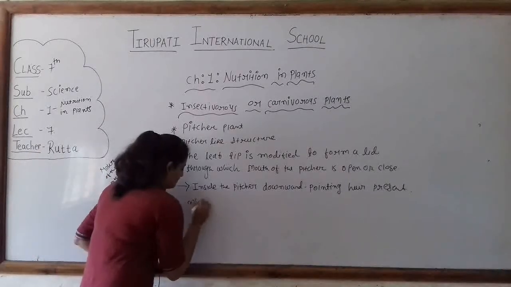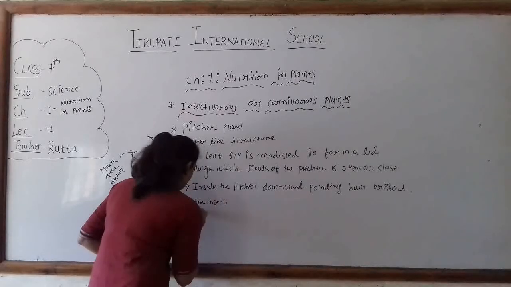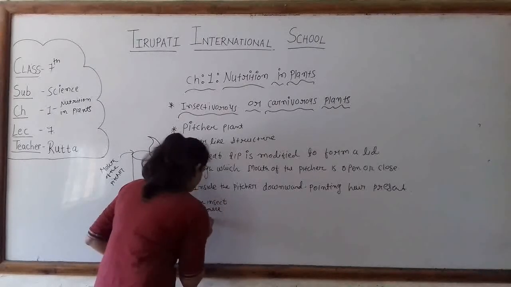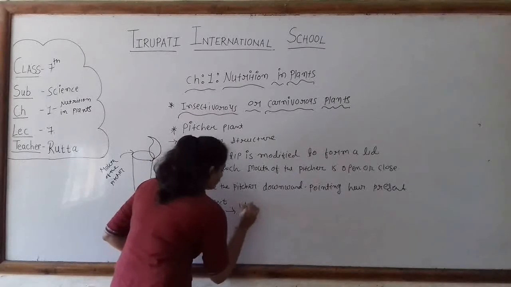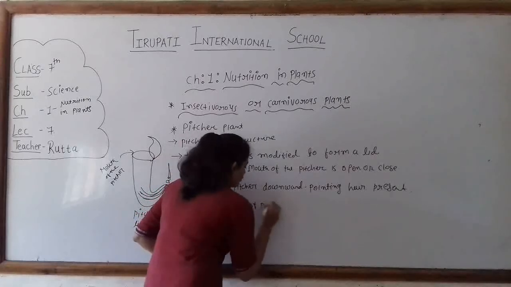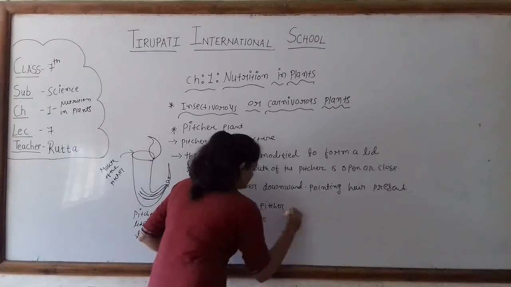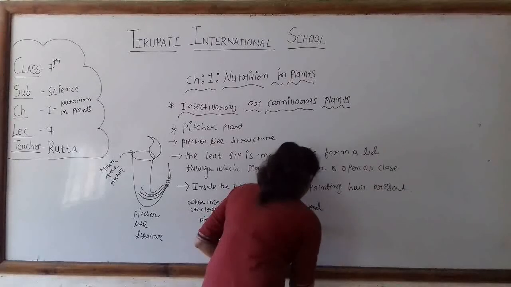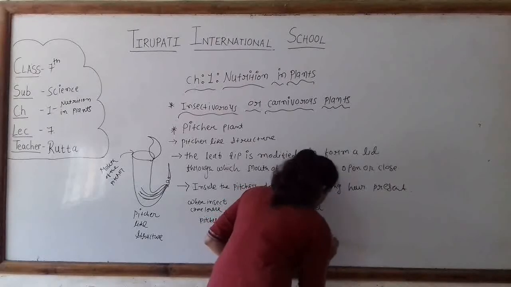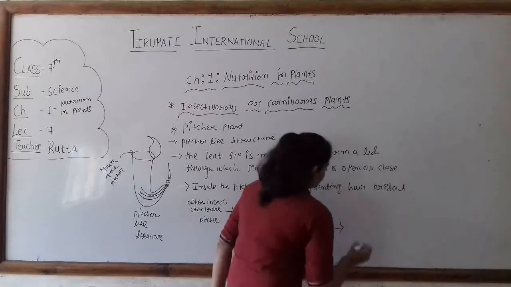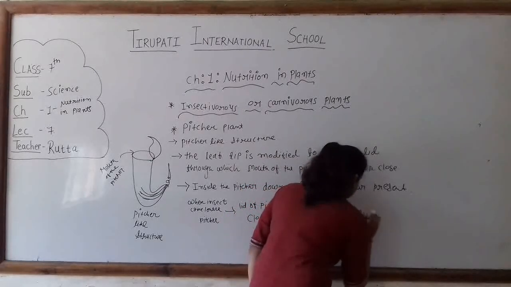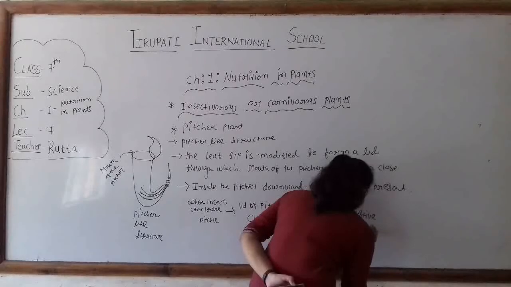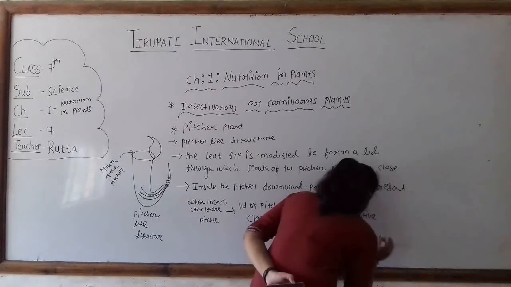So when an insect comes into or enters the pitcher, the lid of the pitcher closes, and then it is trapped in the pitcher by the pointing hairs, and they produce this digestive juice and the insect is digested.